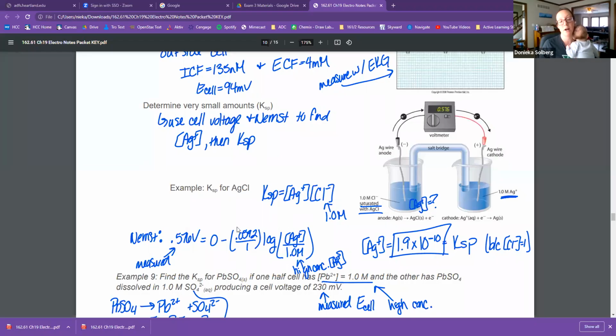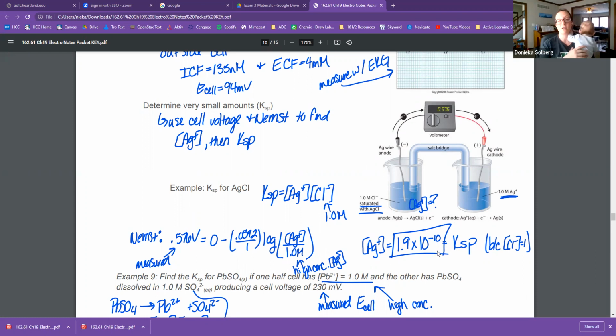Okay, so I'm just going to reiterate where all of these numbers came from. This is the measured voltage. This is 0 because it's a concentration cell. Do 0.0592 over 1 because 1 electron is being transferred. And since this is a concentration cell, it's the log of the low concentration over the high. This one is 1 and this one is the low, that's what I'm trying to solve for. So we can then very easily solve for this, which is essentially our x value, and you get that the concentration in the concentration cell is 1.9 times 10 to the negative 10.